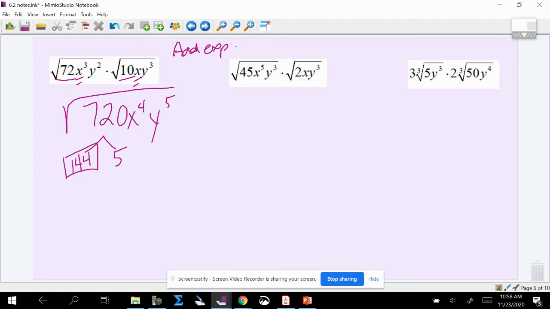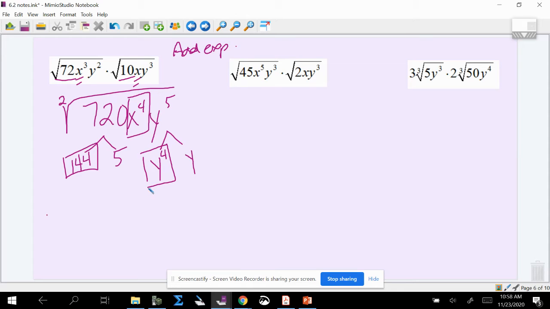X to the fourth is already perfect because 4 already is divisible by 2, and that's what the root is. So I'm going to put a box around that one. And then y to the fifth is not perfect because 5 does not divide by 2 evenly. So I'm going to break it down to y to the fourth and then a leftover y, and I'm going to put a box around that. So everything that is perfect, I've put a box in. I'm going to take the square root of each of those.